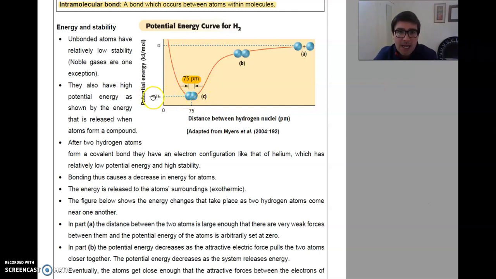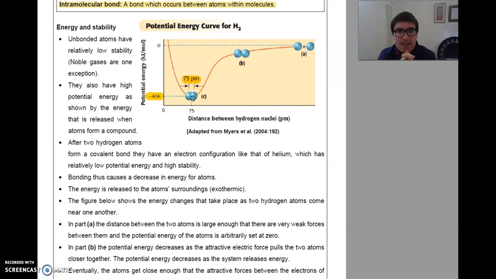Okay, the bond energy is that value that I read off there. In the case of the hydrogen molecule, it is 436 kilojoules per mole. You might say, but it's negative there. You said the bond energy is 436 kilojoules per mole. Okay, guys, this is important to take note of. Yes, it's a minimum there. That's the minimum energy. It has a minimum potential energy when that bond is formed.